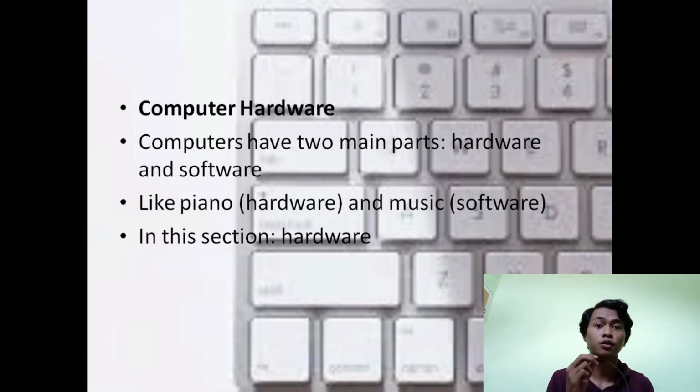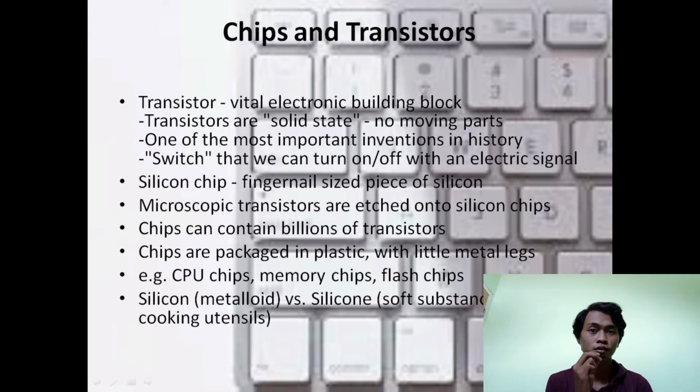Computer hardware. A computer has two main parts, hardware and software, like a piano as hardware and music as software. In this section, hardware. Chip and transistor. Transistor, a vital electronic building block. Transistors are solid state, with no moving parts, one of the most important inventions in history. A transistor is a switch that we can turn on or off with an electric signal.